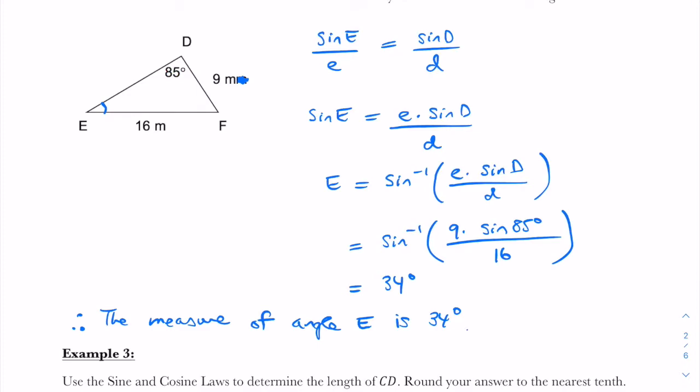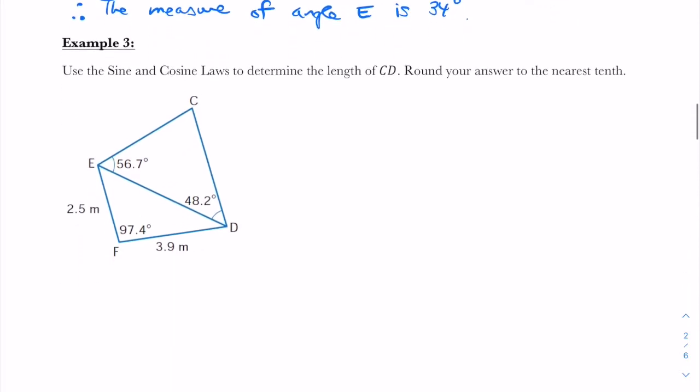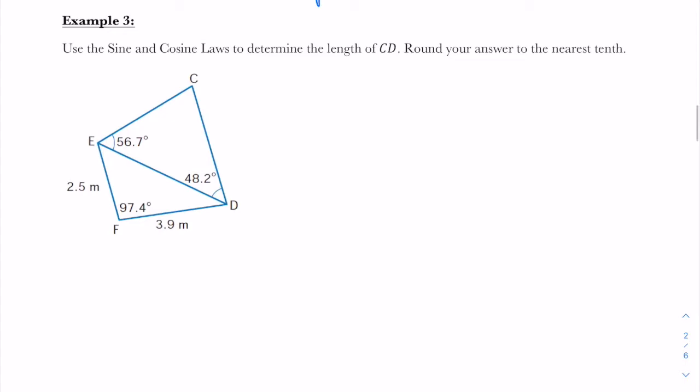All right, and we'll do one more. This one asks us to use both the sine and cosine law to find the length of side CD. I'll just label that in the picture. I'll call it X, and that's going to be the side that we're looking for. So this question said that we need to use both the sine and cosine law, and I'll show you why.